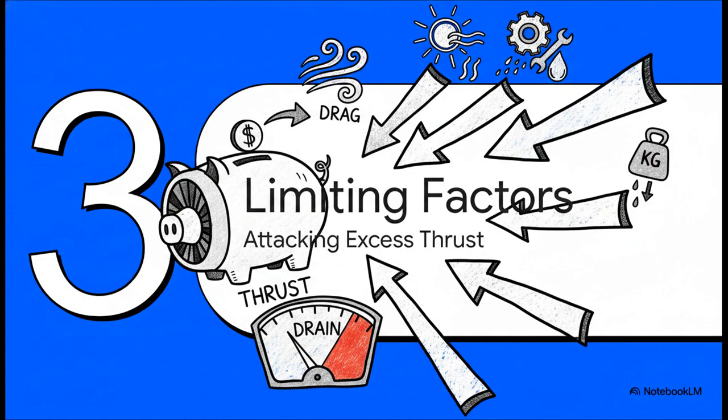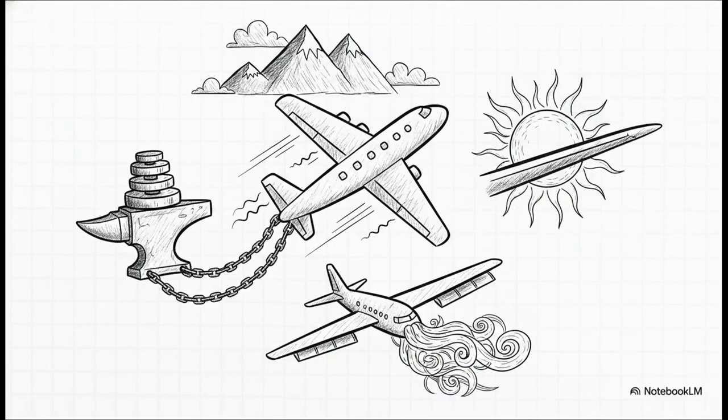Which perfectly brings us to Section 3, factors that limit performance, attacking excess thrust. Since we know we absolutely have to protect that reserve bank account of excess thrust, what drains it? Well, we have four massive enemies of climb performance. First up is increased weight. Because gravity is actively resisting the climb, being heavy directly hurts both your rate and angle of climb. It just demands way more from your engine to stay airborne.